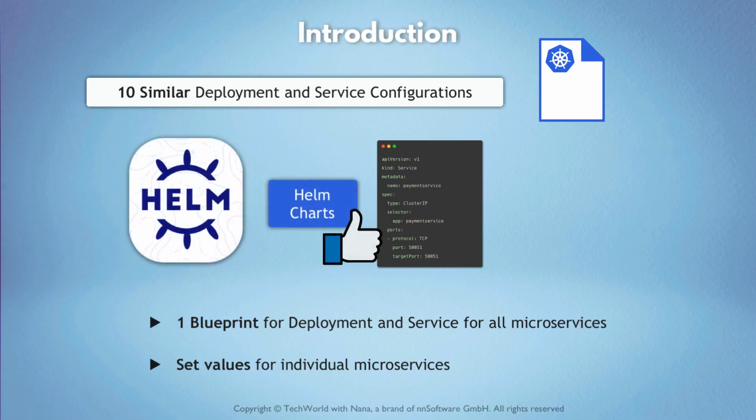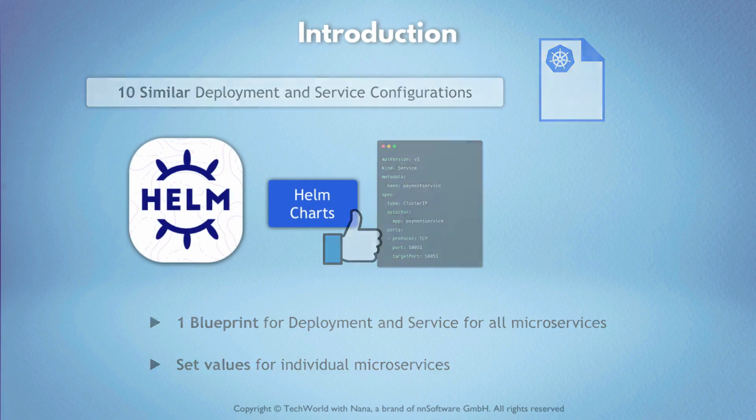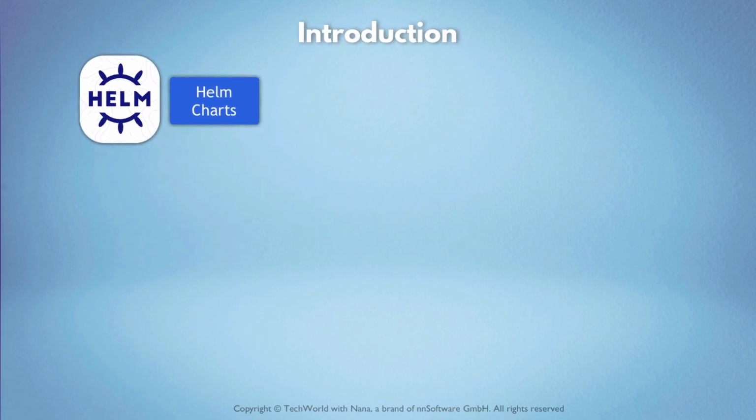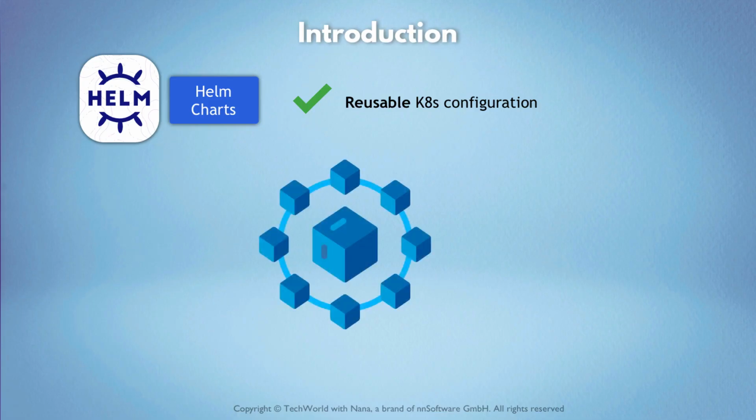In one of the previous lectures, you actually learned about Helm and about Helm charts, and you learned that one of the main benefits of using Helm charts is to define reusable Kubernetes configuration, and microservices is one of the best use cases for that.